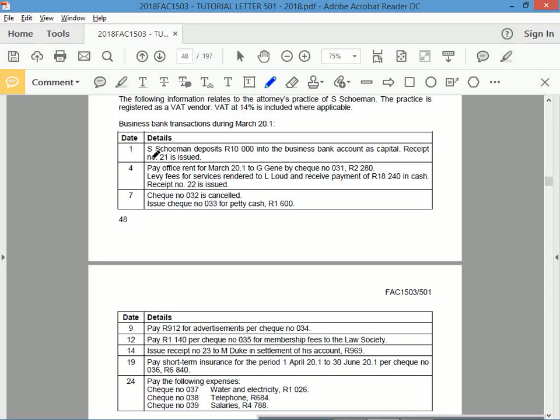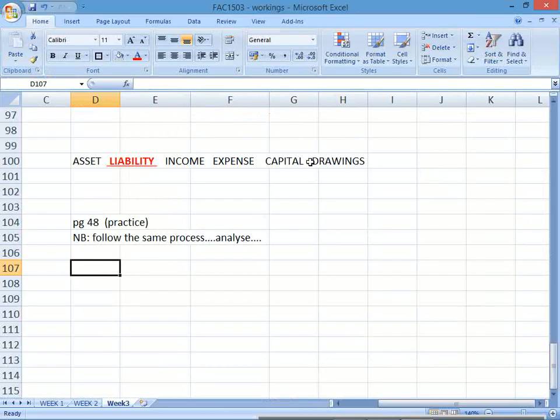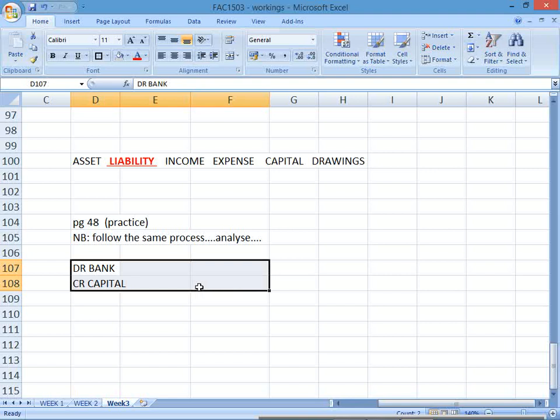Right, so number one, S deposits 10,000 into the business bank account as capital. That's easy. Debit what? Credit what? Debit the bank, credit the capital. There we go. Okay, so workings are important. If you can get the workings, it's so simple to do the posting.